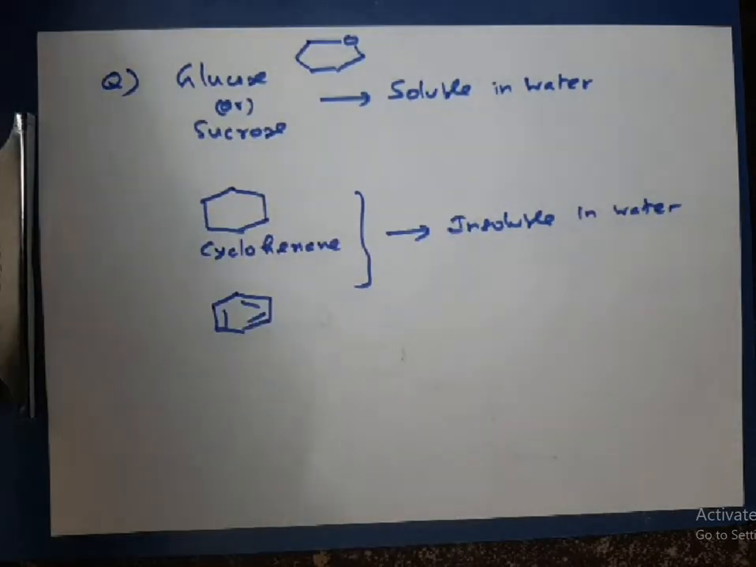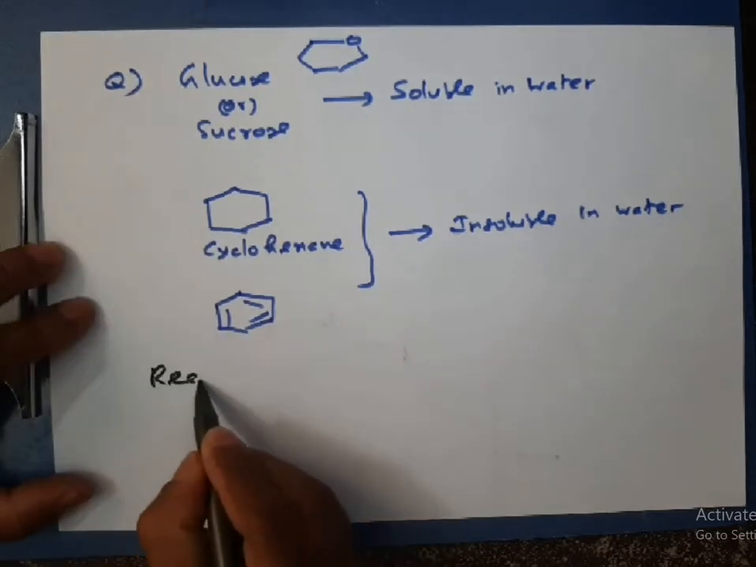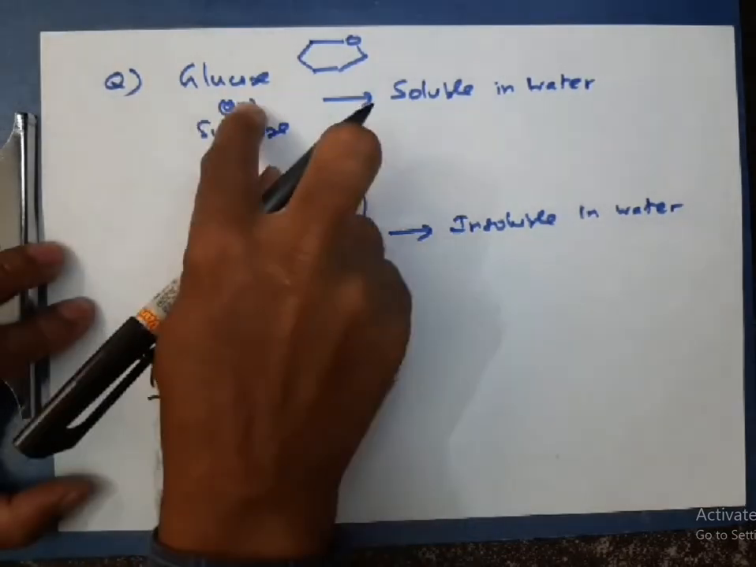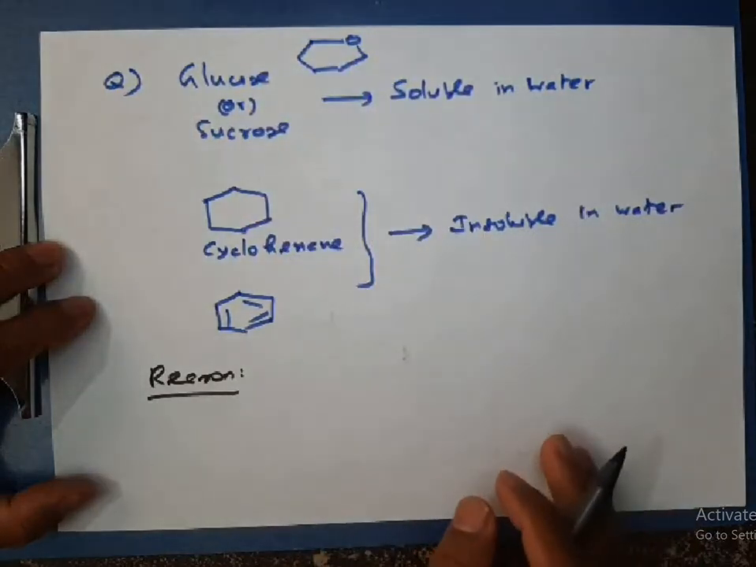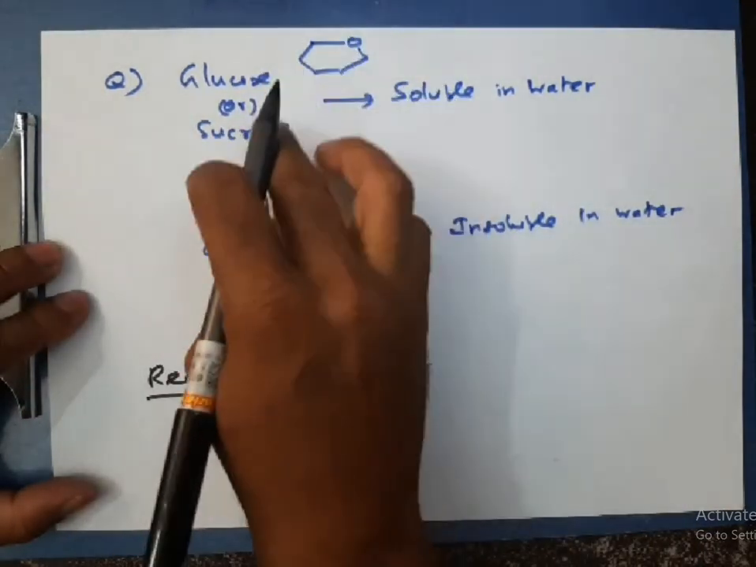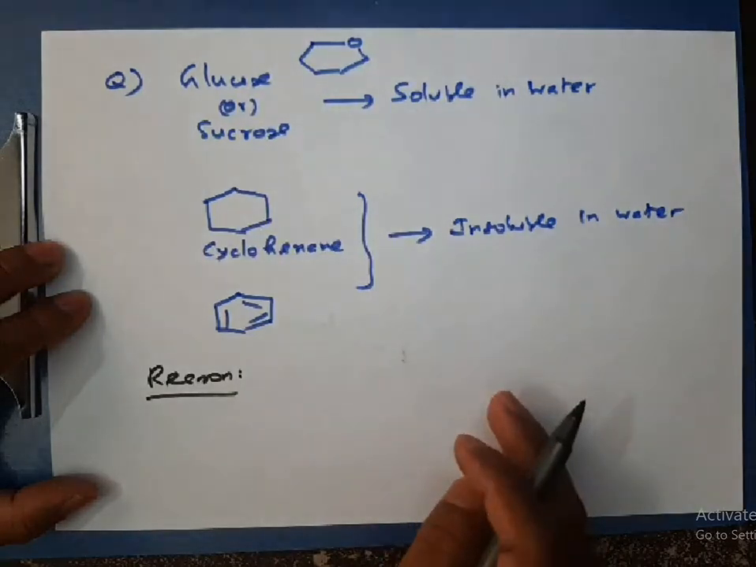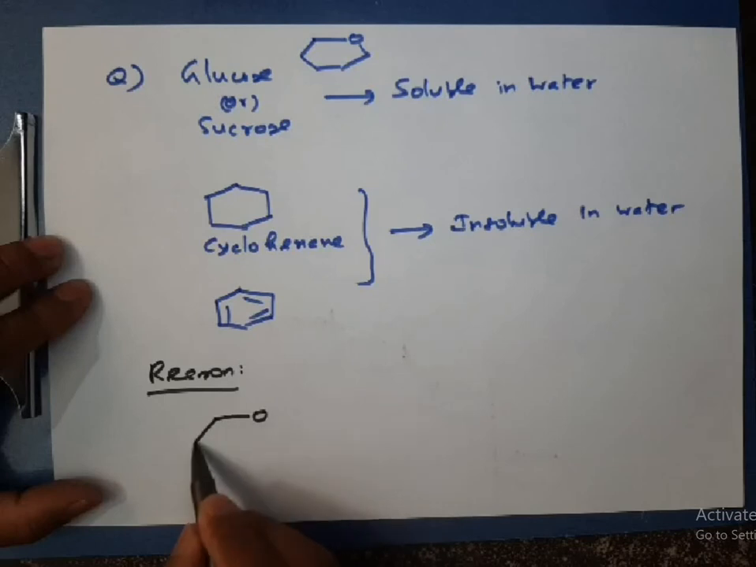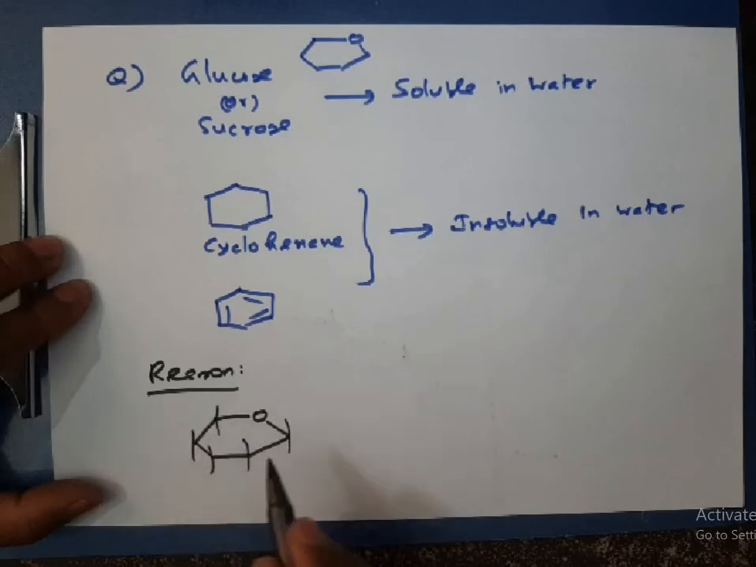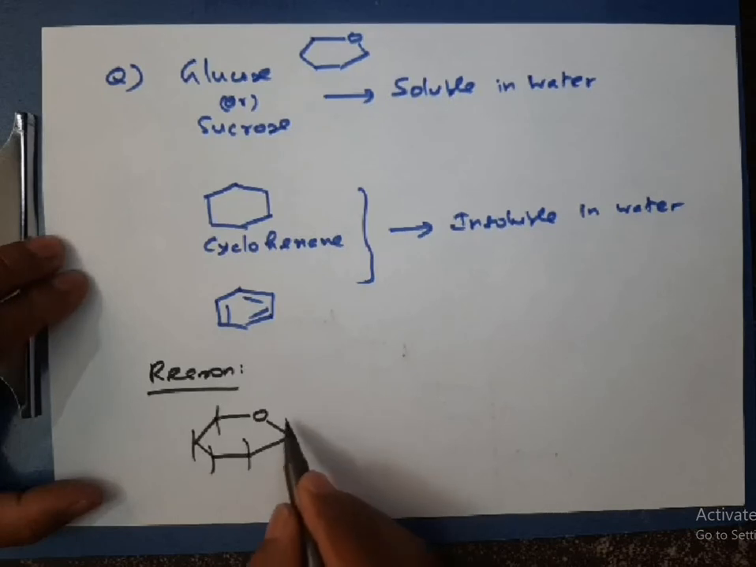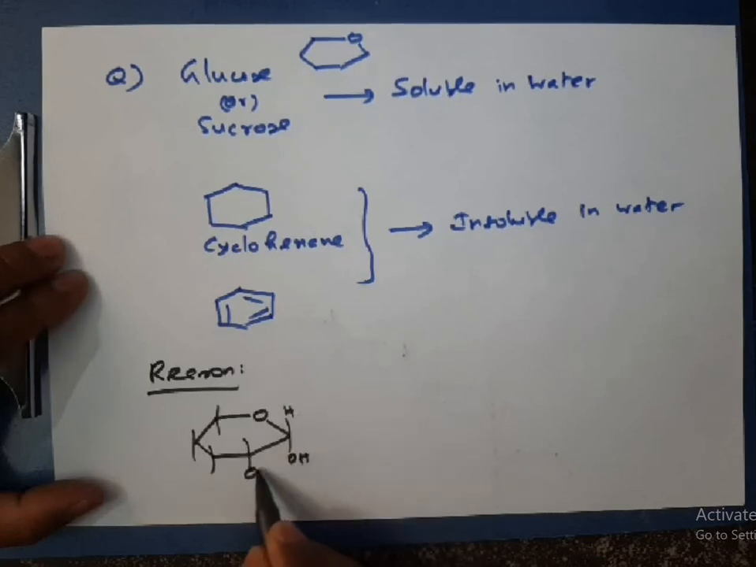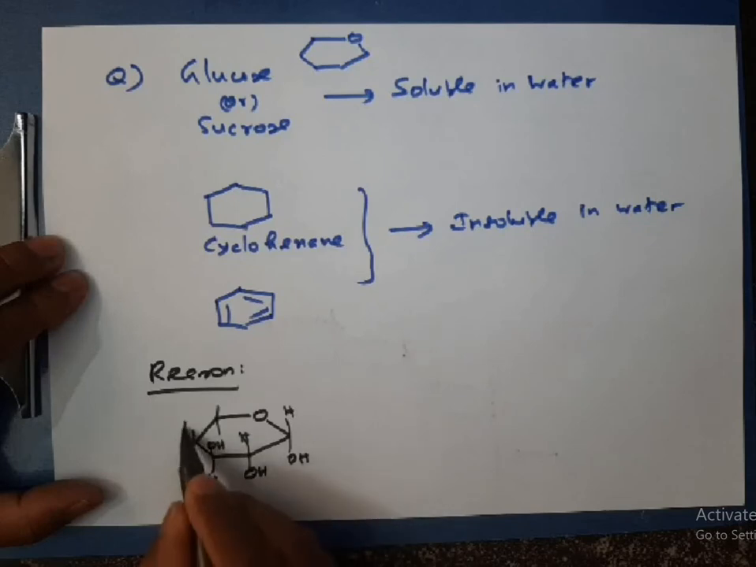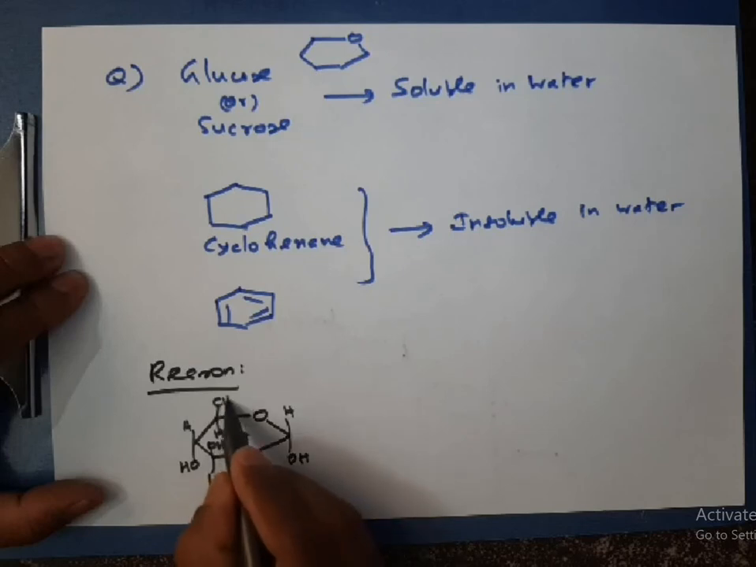What is the reason behind why glucose and sucrose are soluble in water? Because glucose and sucrose consist of many hydroxyl groups. See, in glucose we have hydroxyl groups. Let me draw the groups here. Alpha hydroxy, OH below, here OH above, here OH below, here I'll put H, here I'll put CH2OH.